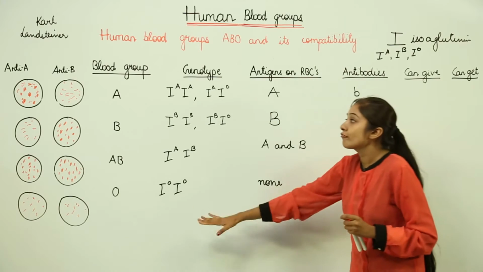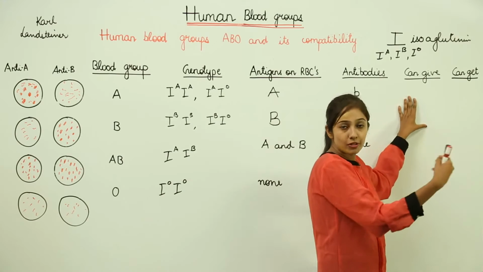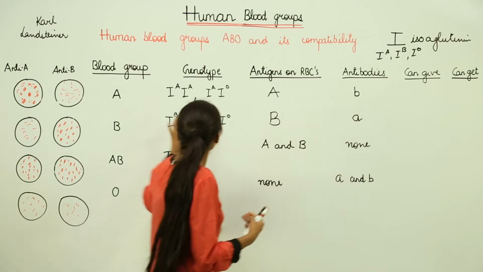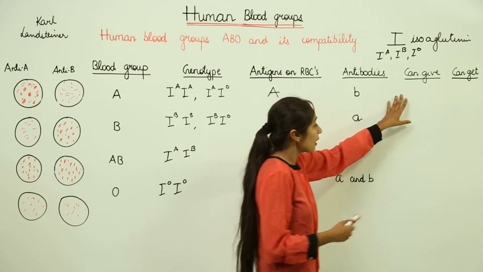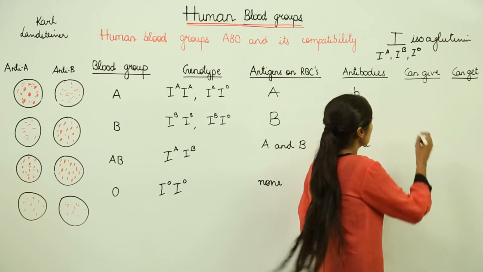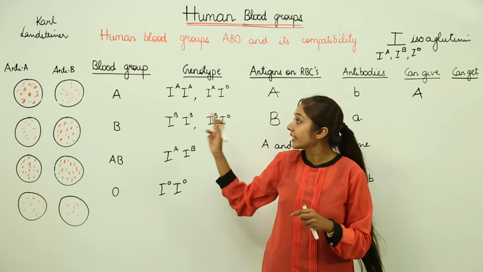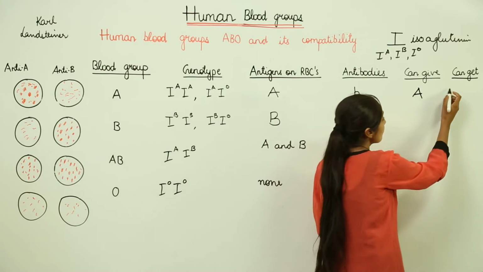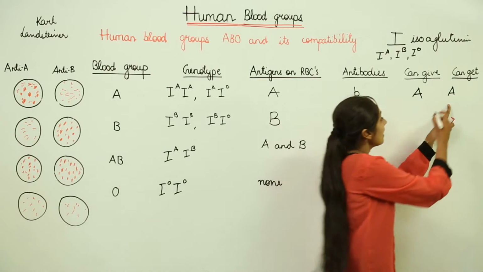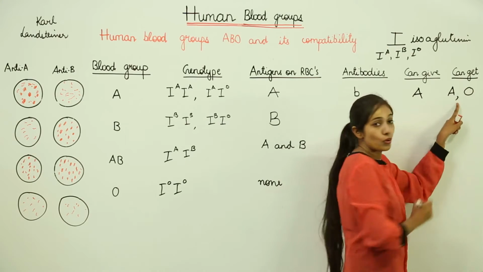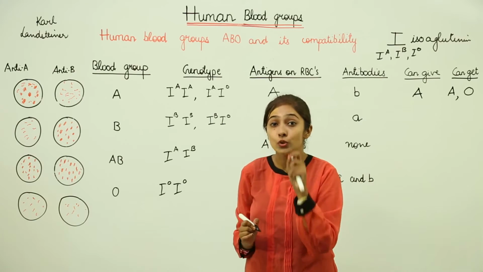what type of blood group can donate its blood to what type of person, a different blood group, right? See, the person having blood group A can give blood to a person having blood group A, and can get blood from A, definitely, right? And then from blood group O also. Why? Because O is actually a universal donor.